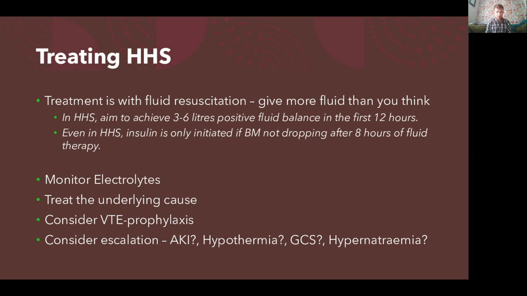If there is a suggestion of severe AKI secondary to the dehydration, if they are so dehydrated that they are dropping their GCS, or they're becoming hypothermic, or if they are so dehydrated that their sodium is, by concentration, rocketing up to 150, 160, consider ICU discussion. If there are any risk factors in a patient with HHS, yes, treat them, but certainly make sure that somebody, either a medical registrar or maybe your ICU colleagues, have come over to review them. Because if there's any of these signs, these patients could severely deteriorate. Okay, right.